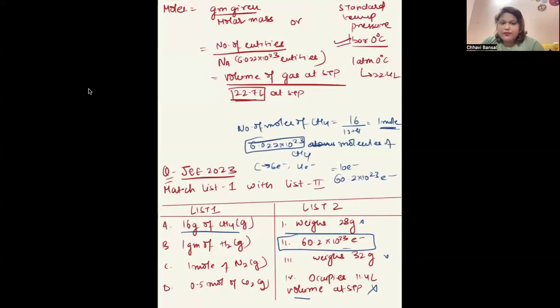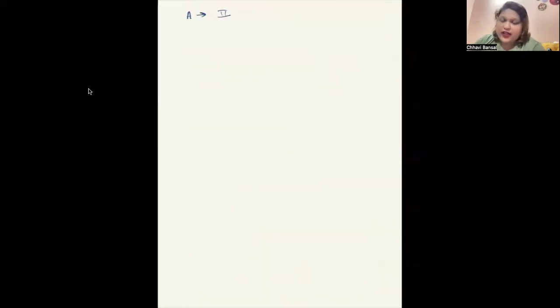This is the easiest way. Next is 1 gram of H2. Let me change the color of the pen. 1 gram of H2. So already gram is given. So again, these two options are cancelled out. Now the only option that is left is volume. So obviously for the second option, it will be 11.4 liter. But let's see. Fine. So again, the best way is to find the moles.